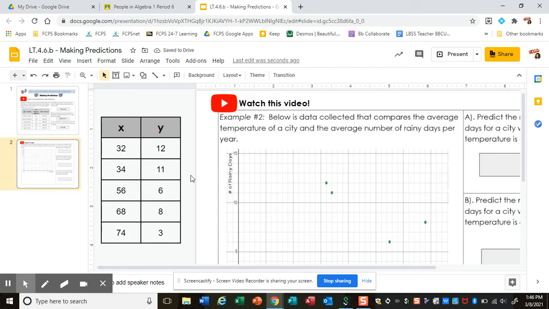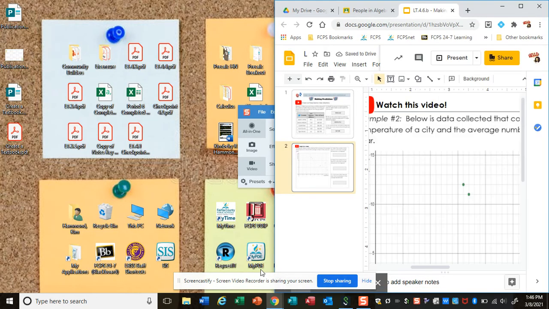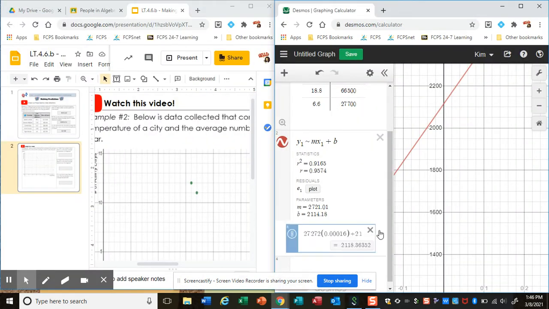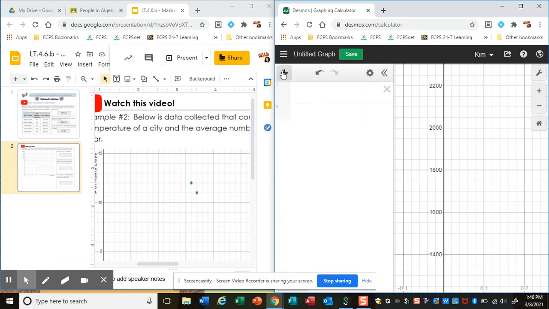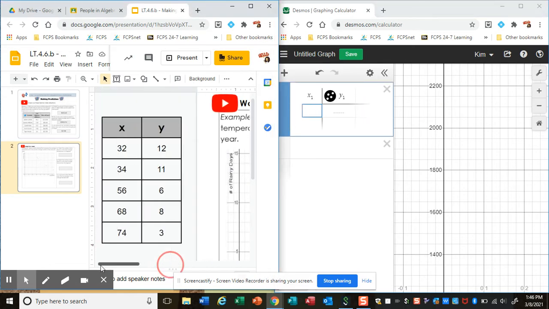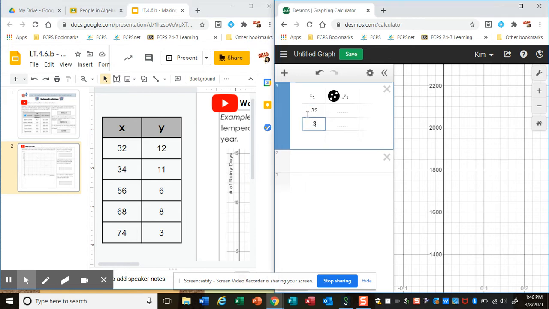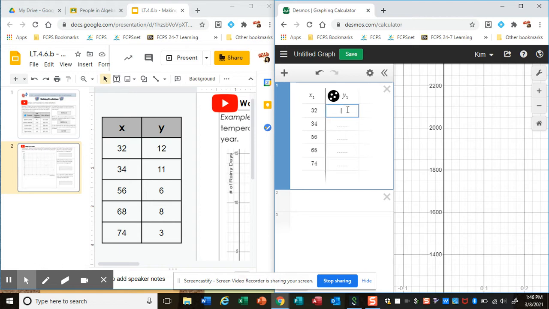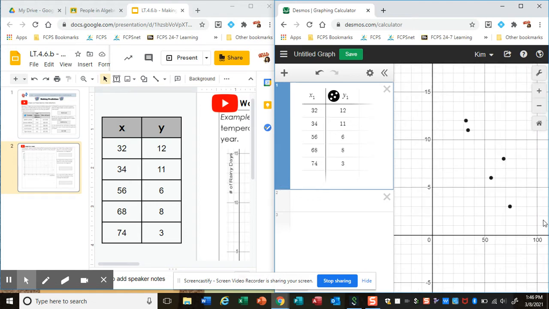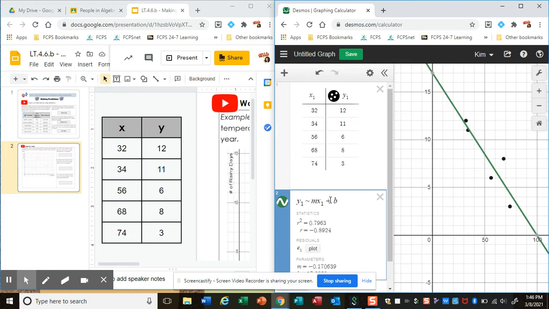All right, now that I have my data, I can create a table in Desmos. So I'm going to make a new table, and I'm going to enter this data in. I'm going to click that magnifying glass to see what it looks like. There's our data. We want a line to match this data as best as possible. So I type in y1 tilde mx1 plus b.